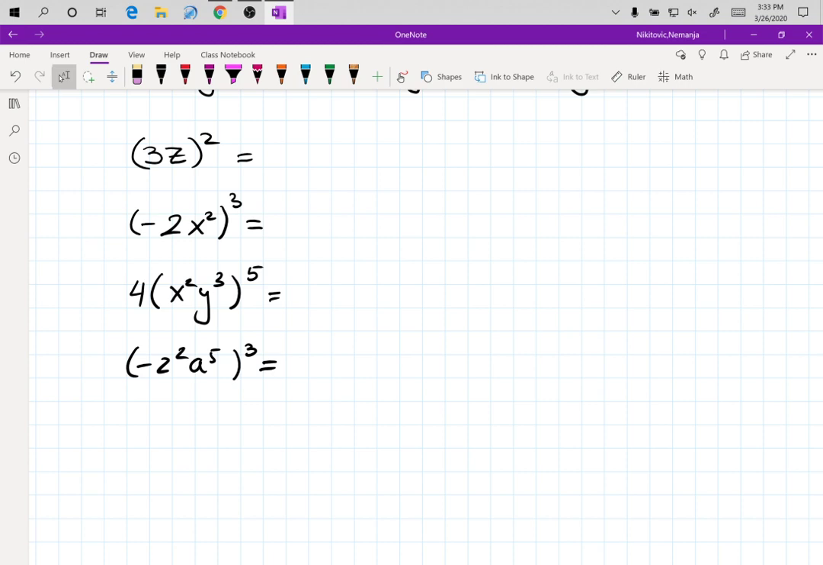So exponents have to be given to all of the factors inside the parenthesis only. So example number 3, 4 has nothing to do with the 5th power. We are not going to combine them, right? So let's go one by one. 3 squared z squared works out to be 9z squared.